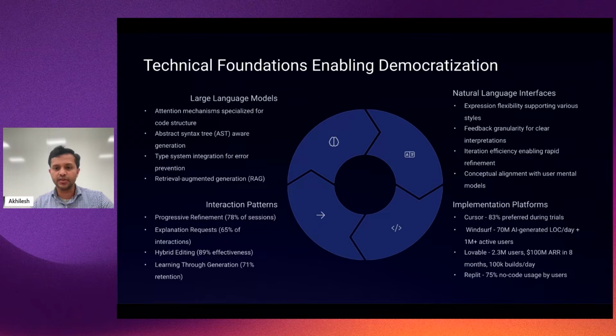And similar with Cursor and Windsurf, which are being used by a lot of developers as well to get their ideas faster, to develop their applications faster, or to debug issues. They were also able to achieve significant results, right? Like 83% preferred them during the trials. And Windsurf says, hey, I'm generating 70 million AI generated lines of code, and I have about 1 million active users. And Lovable has about 2.3 million active users. And Replit has 75% no code usage by users.